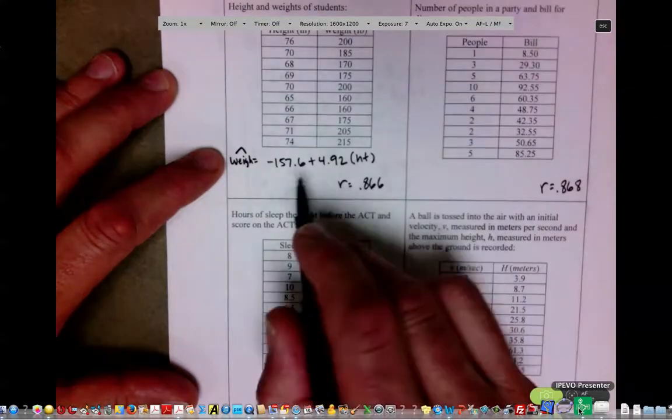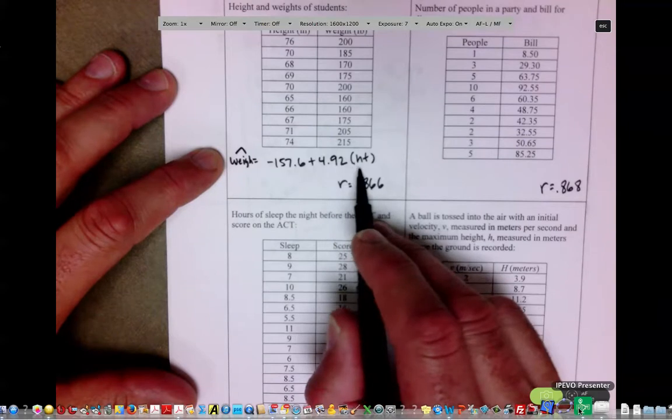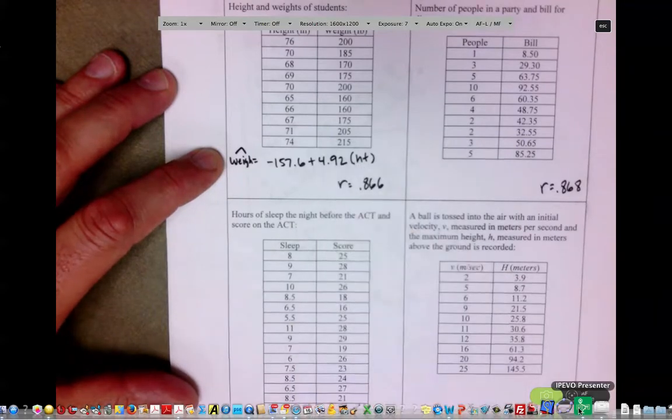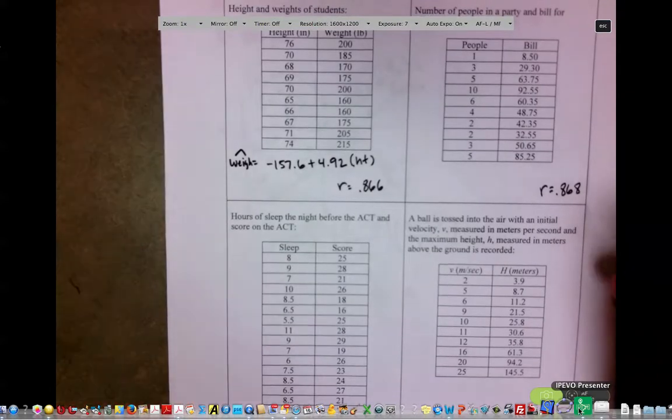Okay, so this formula says that if I want to predict how much somebody weighs, all I have to do is plug their height into this equation and then approximate their weight. Okay, so an example of this.